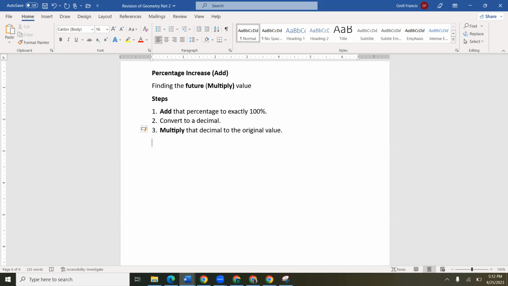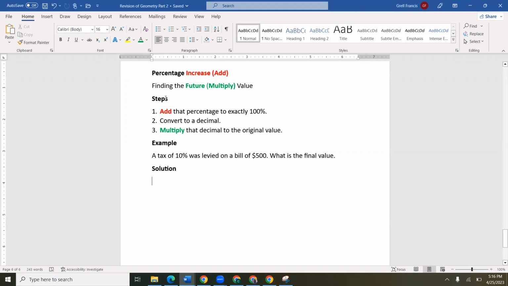Okay, so then we're going to do an example. So copy this down. This example says a tax of 10% was levied on a bill of $500. What is the final value? So we are going to follow these 3 steps.